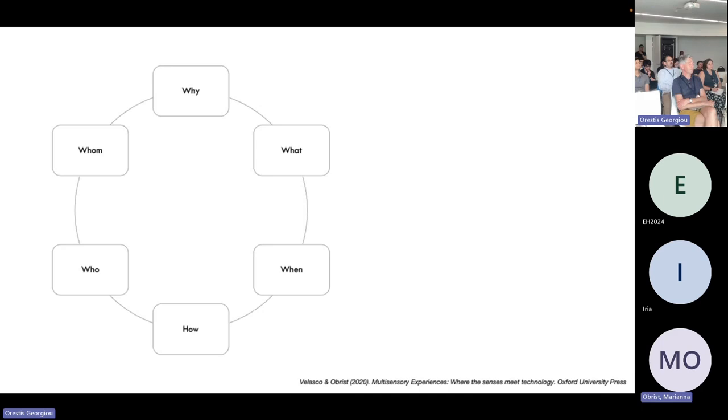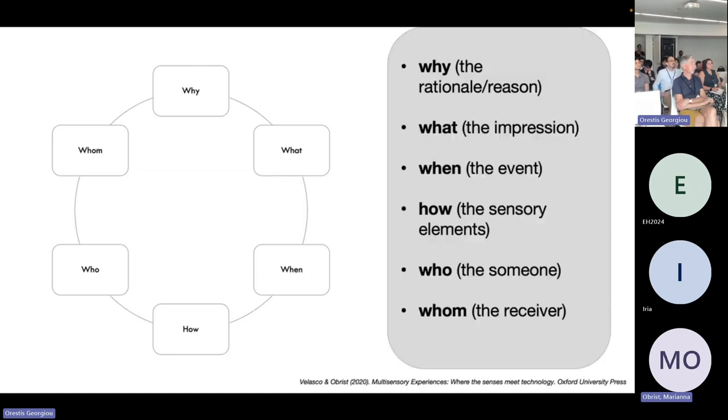So if you go to the next slide and we take that a bit apart, some of the questions one may ask are: why, what, when, how, who, and whom. And if you click again, Orestes, there are the related aspects of what's the rationale, what's the reason, why do we do it? What are the impressions? What is the specific event? How are the sensory elements combined? Who is doing it, the someone, and also the receiver.